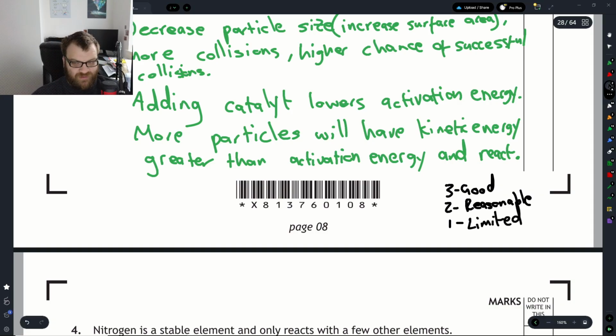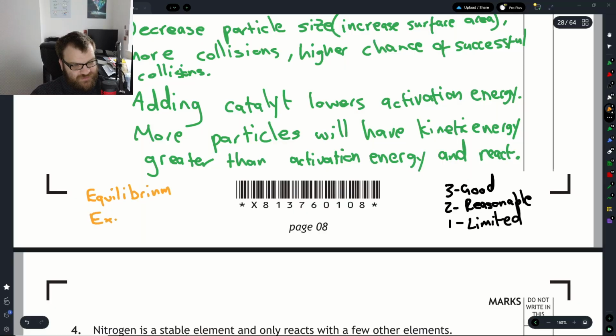In order to pick up all 3 marks, we have to give a good answer, 2 marks a reasonable answer, and 1 mark for a limited answer. There are some other parts of chemistry we could talk about. For example, equilibrium, having that balance between products and reactants.